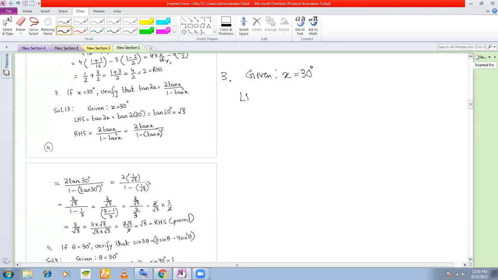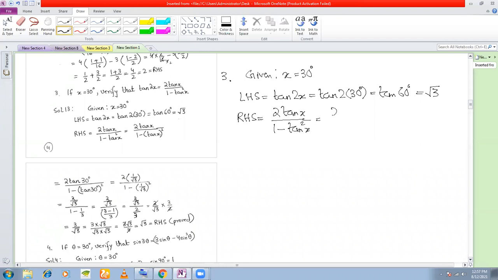What is the left hand side here? Left hand side here is tan 2x, which is equal to tan, put the value of x, 2 into 30 is 60. And tan 60 is the standard angle, which is equal to root 3. So left hand side is equal to root 3. What about the right hand side? Right hand side is 2 tan x by 1 minus tan square x.